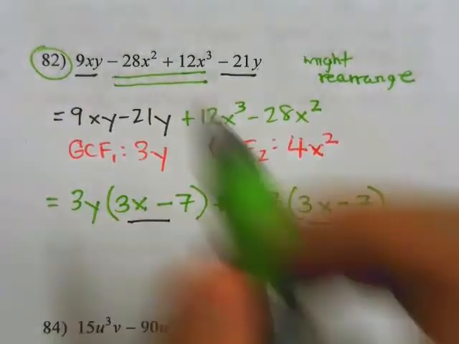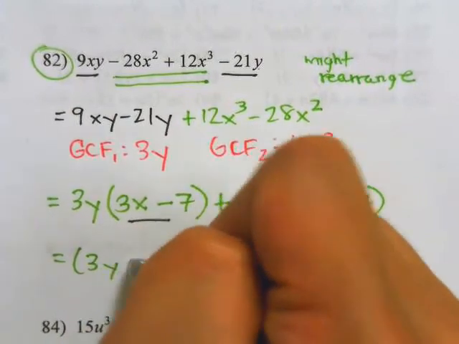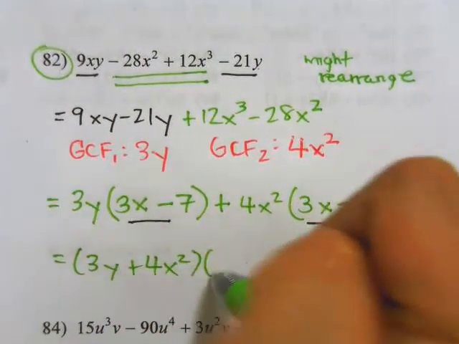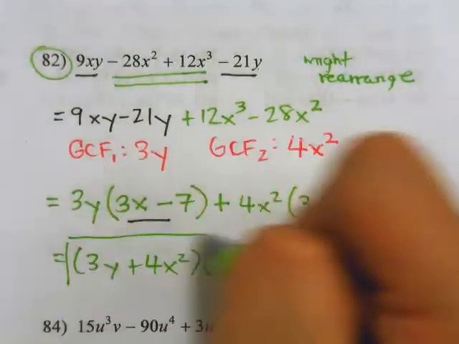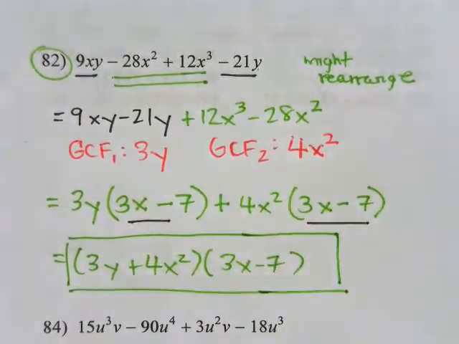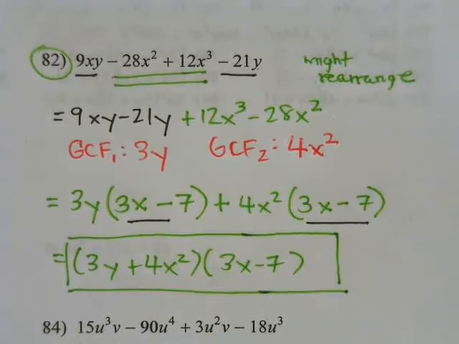And so let's finalize this answer. It's going to be 3y plus 4x squared, and then 3x minus 7. And we're only going to write this once, and this is it. All right, you have enough for you guys to do the rest of the problems all the way up to 84.